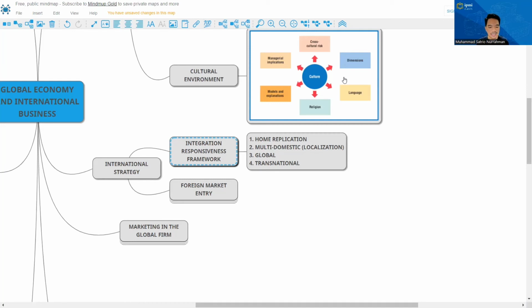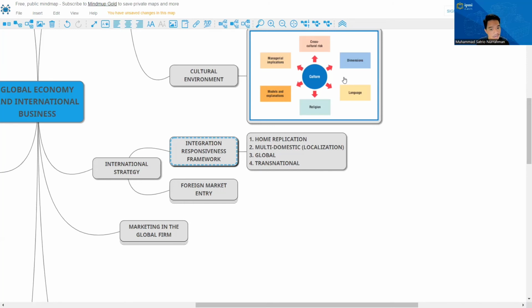Global strategy sees the world as one. What does it mean? The company can see the world as one point of market. All the products are the same, all the marketing is the same, and it happens everywhere in the world. For example, the company example is Airbnb.